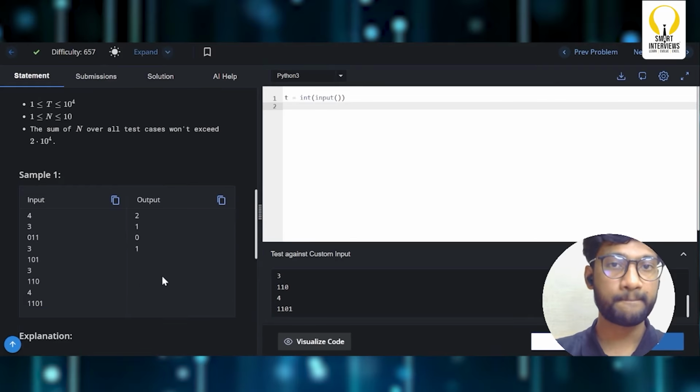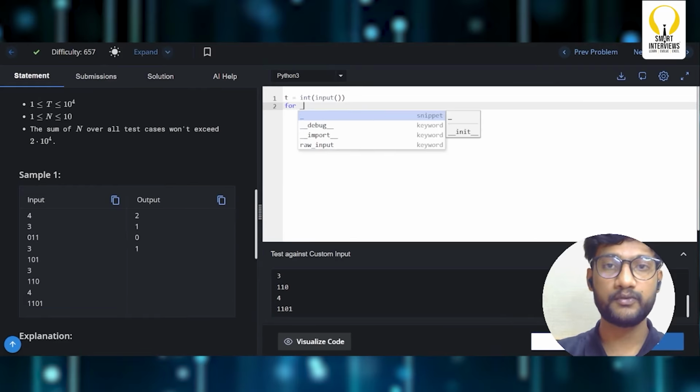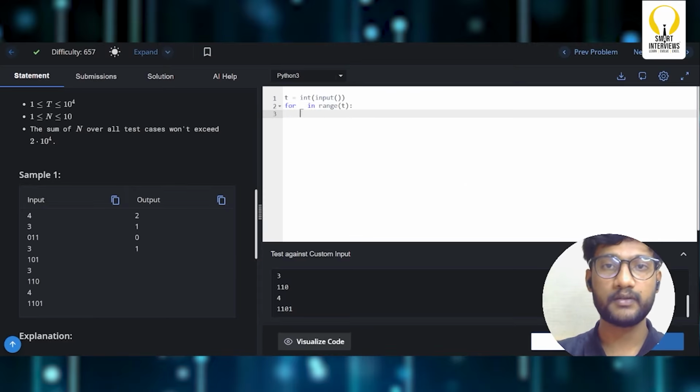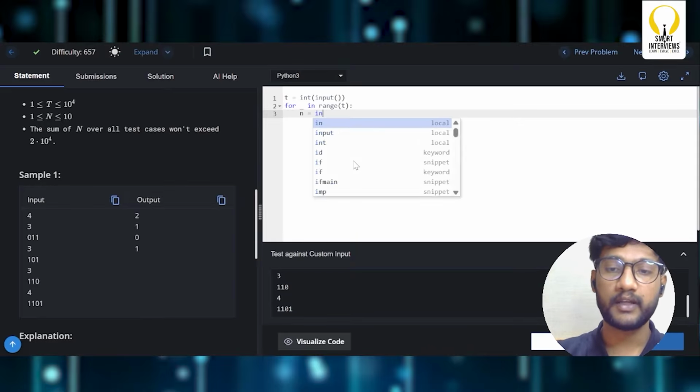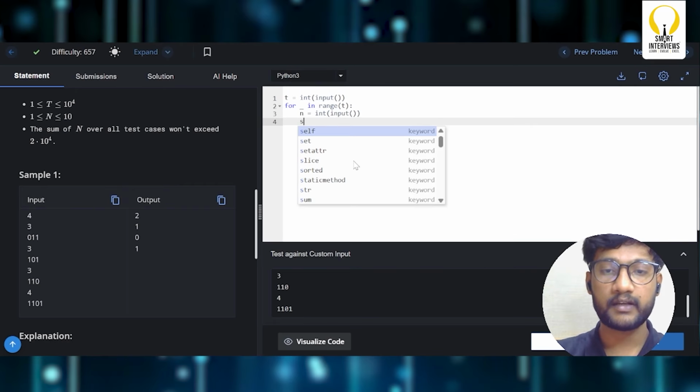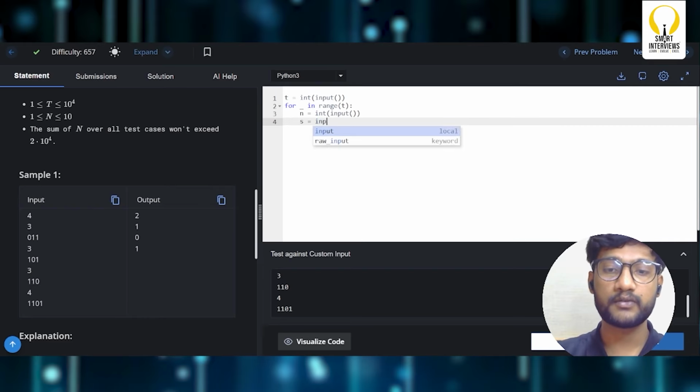Now, after taking the test cases, you're supposed to loop on the test cases. I'll loop on the test cases. For each test case, you have two things. One is your length of the string, and next one is your string. So I'll take both the inputs. You'll take an input, which is by default a string, and you'll typecast it into an integer. In the same way, you'll take your string, let's say s is equal to some input.